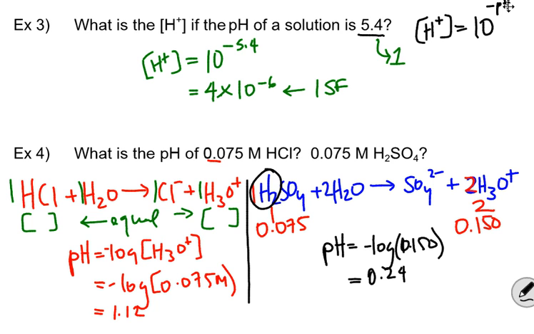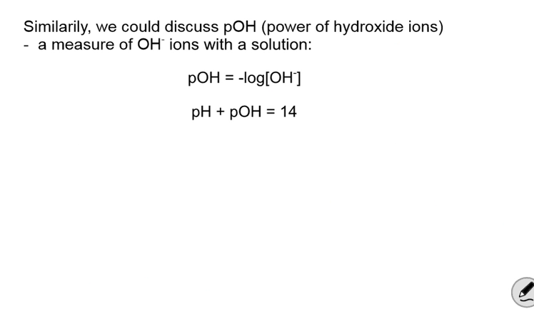All right, really quick, just to end up, is the pOH value. This is actually the power of hydroxide ions, and this is what we use in bases. It's the measure of your concentration of OH minus ions within a solution. If you're dealing with a base, you can find the pOH of a base using the negative log of the concentration of your hydroxide ions. If you ever add up a pH and a pOH of the same solution, they should equal 14.